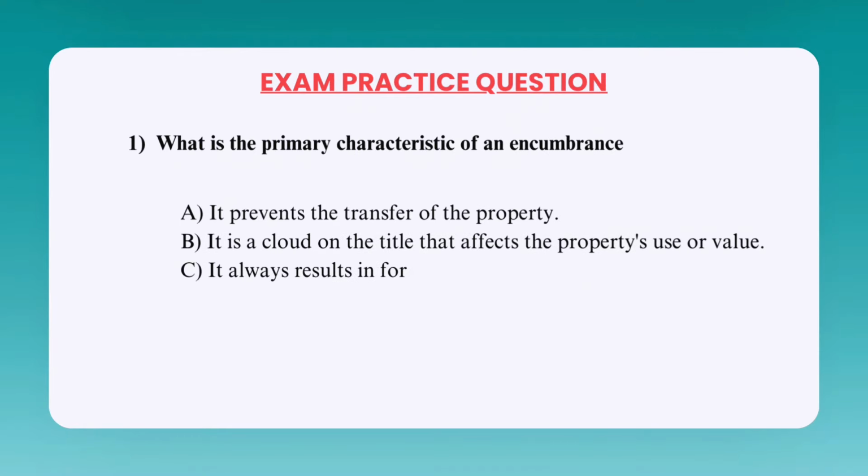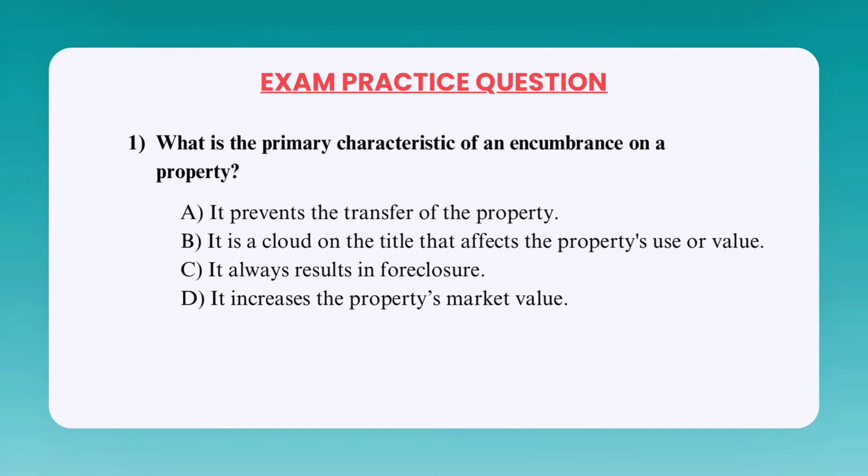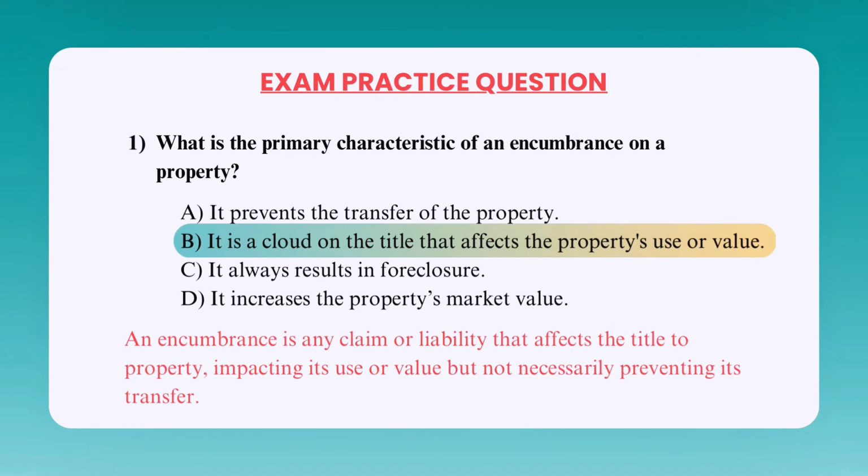What is the primary characteristic of an encumbrance on a property? Is it A, it prevents the transfer of the property? B, it is a cloud on the title that affects the property's use or value? C, it always results in foreclosure? Or D, it increases the property's market value? The answer is B. An encumbrance is any claim or liability that affects the title to property, impacting its use or value, but not necessarily preventing its transfer.